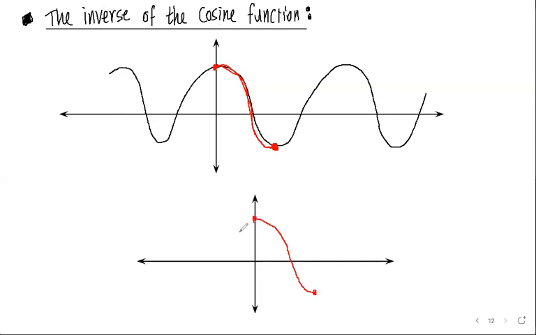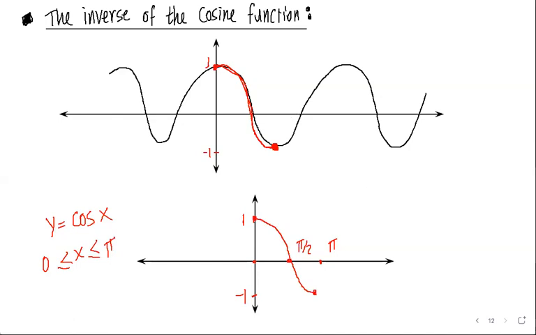This point is 1, here is 1, here is -1. This point is 1, this point is -1. This point is 0, pi over 2. And this point is pi. So this is the cosine function, y equals cosine of x, between 0 and pi.